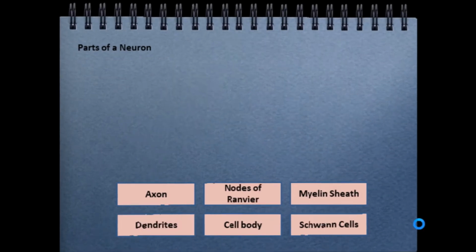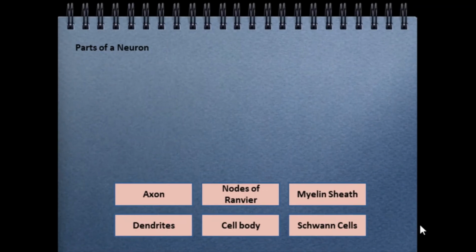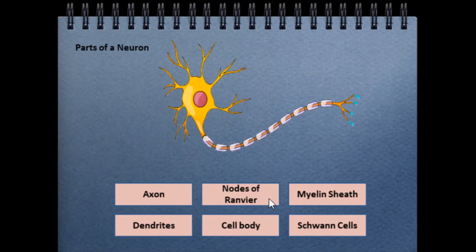Next one. We have an added choice. We have nodes of Ranvier. Let's show the arrow, please. Alright. What part of the neuron is this orange part over here? Okay, very good. It's the nodes of Ranvier. Very good. The nodes of Ranvier are the gaps between the axon.